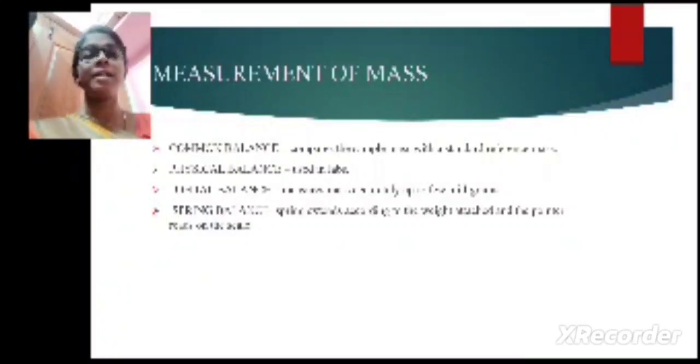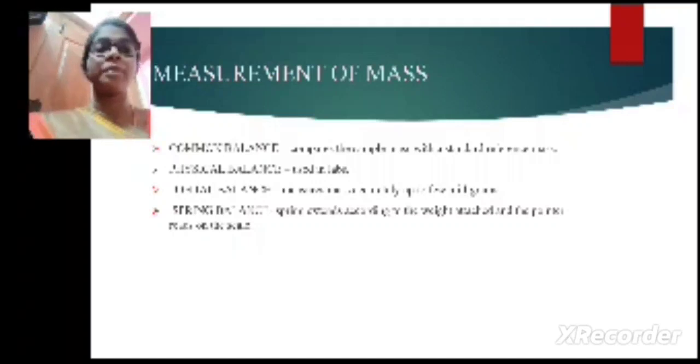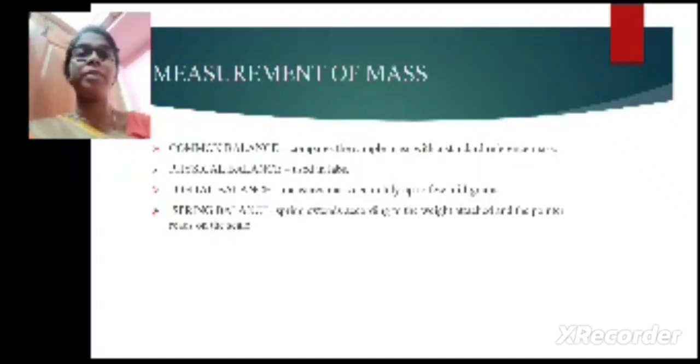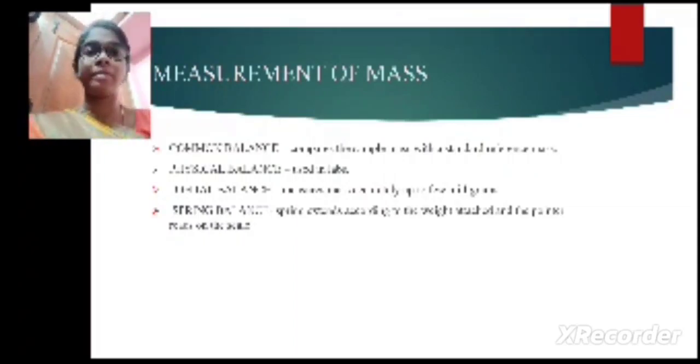Then, measurement of mass. Today we use various types of balances to measure mass: common balance, physical balance, digital balance, spring balance. The common balance compares the sample mass on one side with a standard reference mass on the other side. If you have seen vegetable shops, the vendor uses a balance with some reference masses of 1 kg, 2 kg on one side, and measures the vegetables on the other side. So it is an example of a common balance.